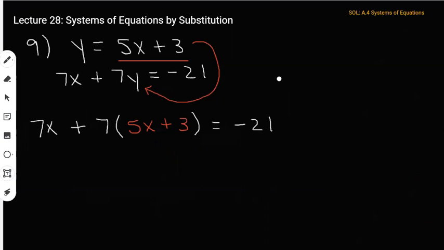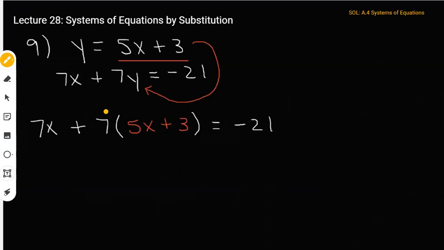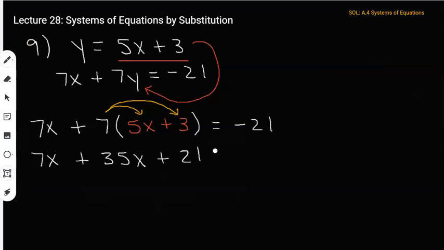So now let's distribute. We're going to take the 7 on the outside and distribute it to everything on the inside. And I'll use yellow for this. So we're going to multiply 7 by 5x and by 3. And then we'll be on our way to figuring out what x is. So I've got a 7x. I'll bring that down. Plus 7 times 5x. That's going to be 35x. 7 times 3, that's 21, right? And we're still equal to negative 21.